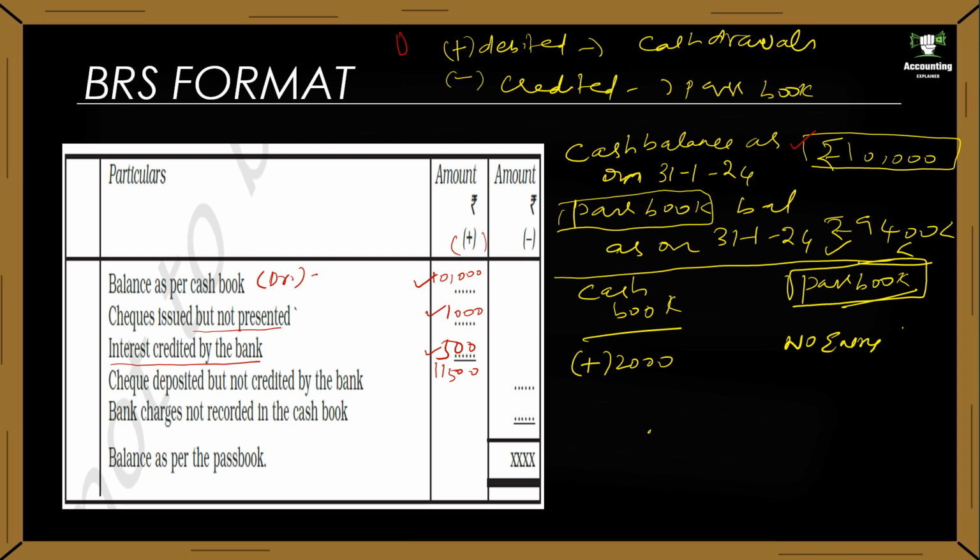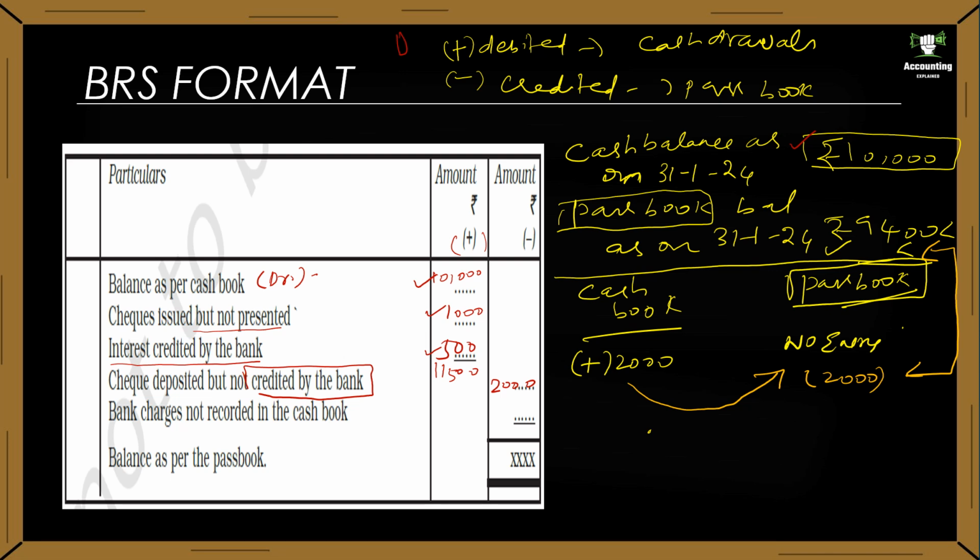See here, not credited by the bank. Checks deposited but not credited by the bank. So no entry is passed. This 2,000 is already added in the cash book. Now we are going from cash book to passbook. Only when we reduce this 2,000 amount, we will get the balance of 9,400 in the passbook. So we have to write 2,000 under the deductions column against checks deposited but not credited by the bank.